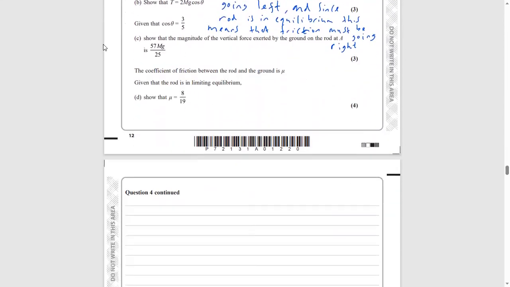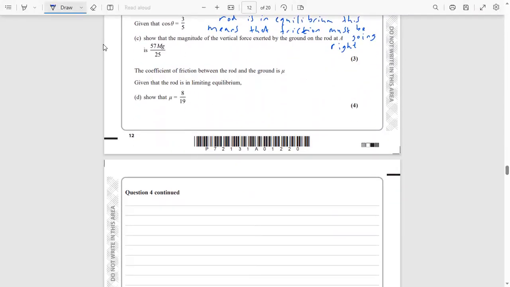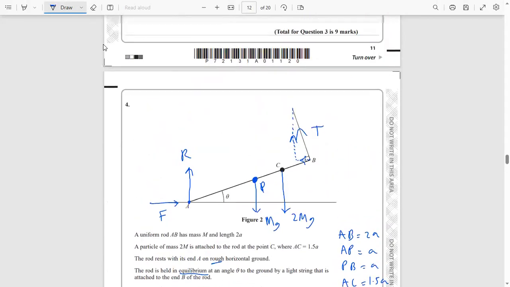So we're going to take moments. Let's just write this down here. Part B of the question is to take moments about the point where we have two unknown forces, and that's going to help us out. So take moments about point A on the ground, because then we don't have to worry about these forces F and R.